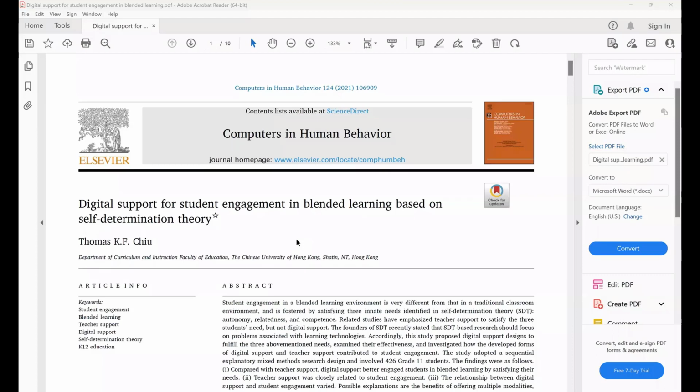I want to share one of my papers. The paper is about digital support for student engagement in blended learning based on the self-determination theory. This paper is published in Computers in Human Behavior.